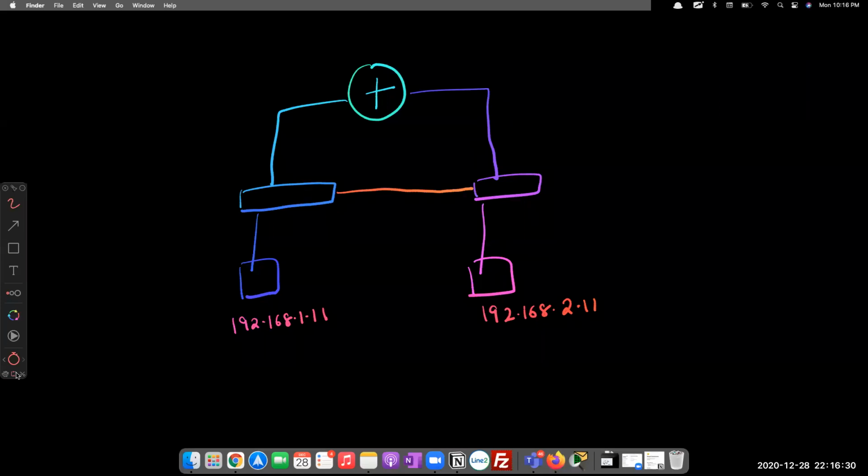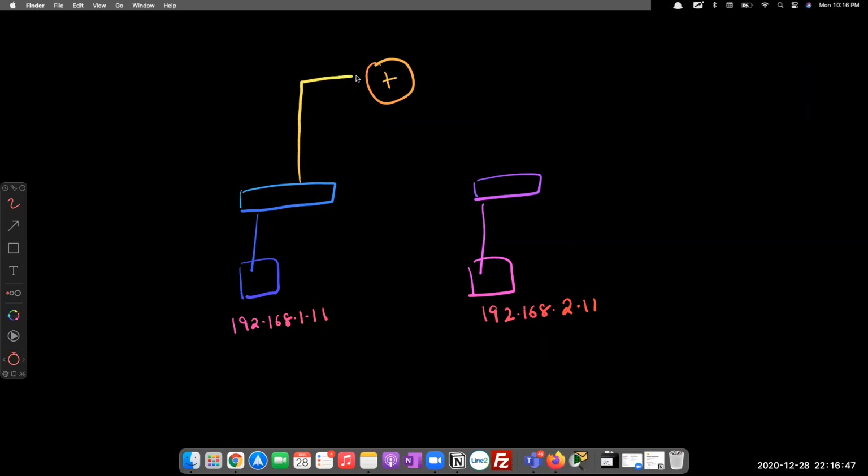So tell me, if I have a cable like that, are they able to communicate? Just forget we have a router. No, right? So we need a device which actually connects two different networks, and that device is known as a router. So we are going to connect a cable with this router, and when we add a cable in this device, we need to give an IP address here also.